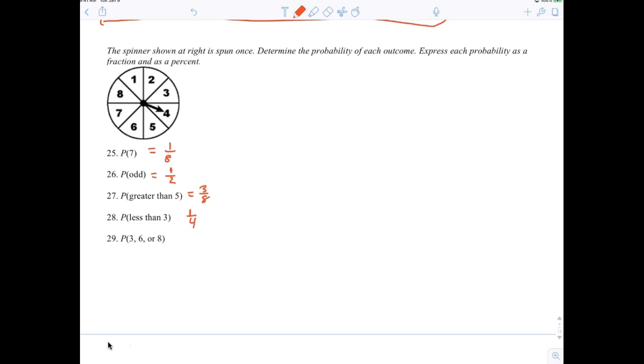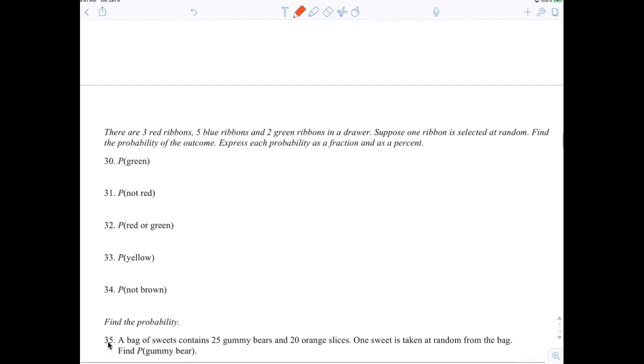And what's the probability of getting a 3, a 6, or an 8? Ian. That's correct. Any issues with that? Okay.